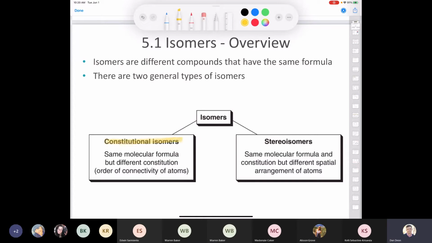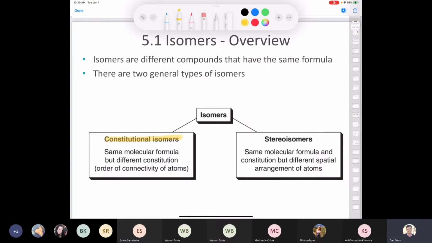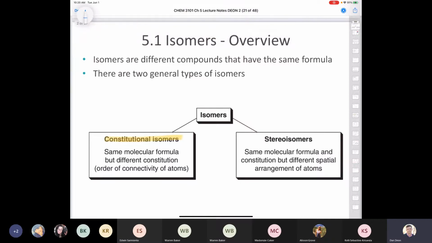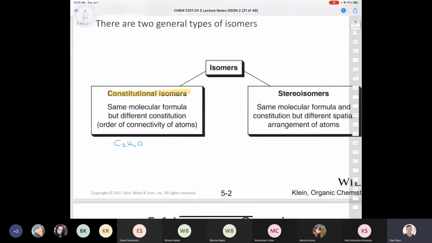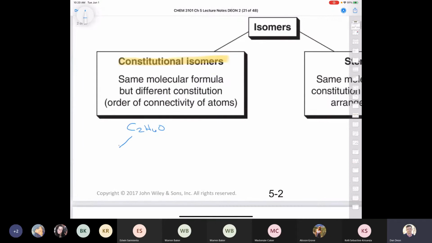The first one are constitutional isomers. Now, I know that you already know what constitutional isomers are. An example would be, what if I had this formula, C2H6O? There's actually two ways that I could connect those atoms, right? I could connect them together to make this compound. So I have a methyl group and an oxygen and another methyl group. This is called dimethyl ether.